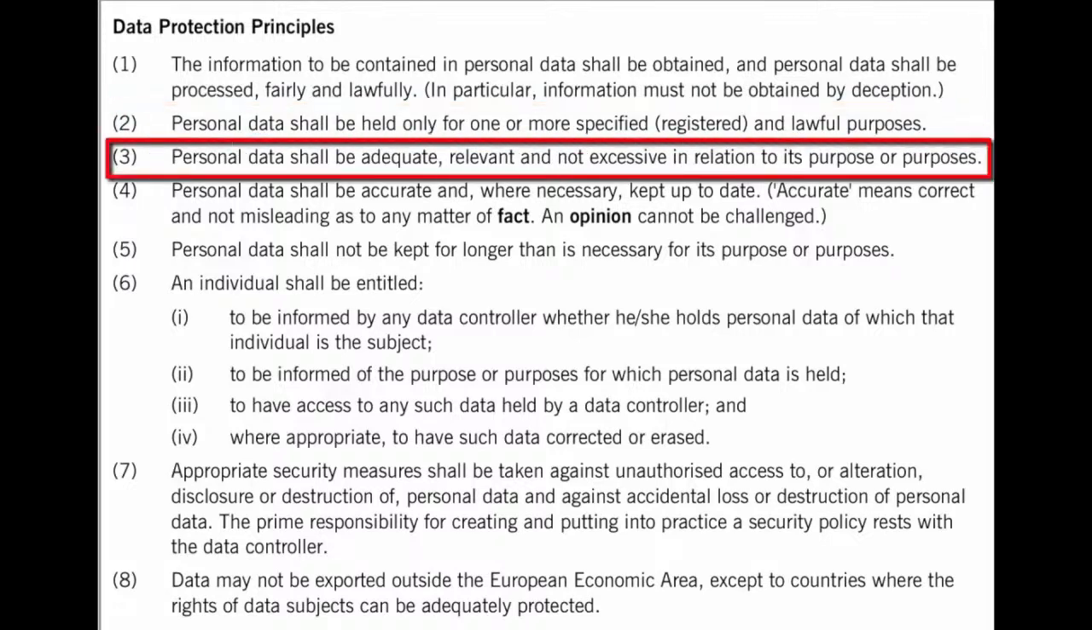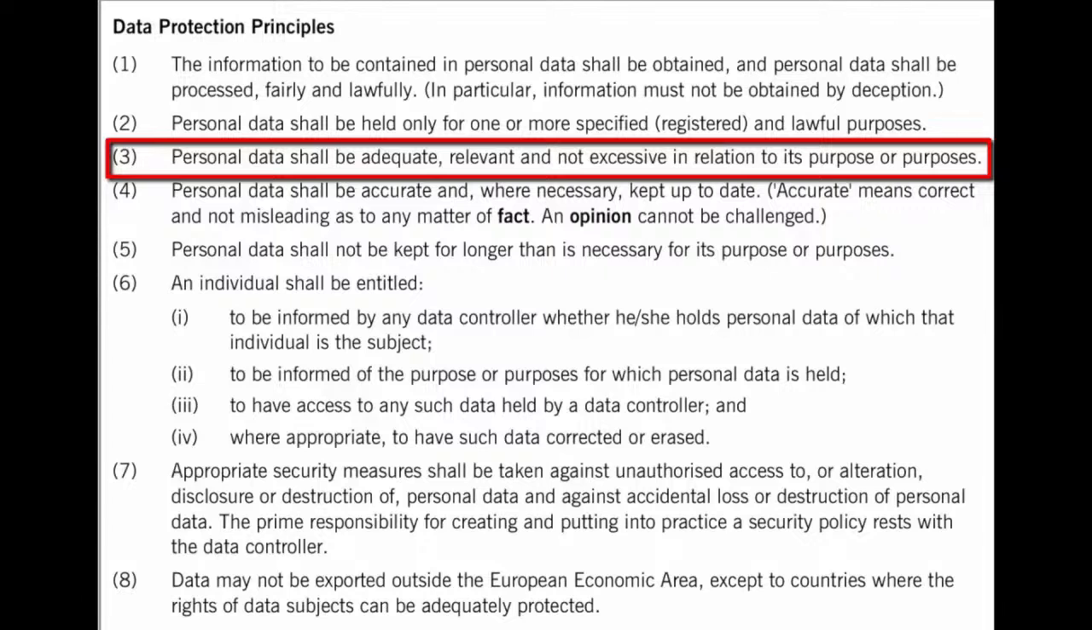3. Data must be adequate, relevant, and not excessive. Explanation. Only the necessary amount of data should be collected, and it should be directly related to the purpose for which it is collected. Example.